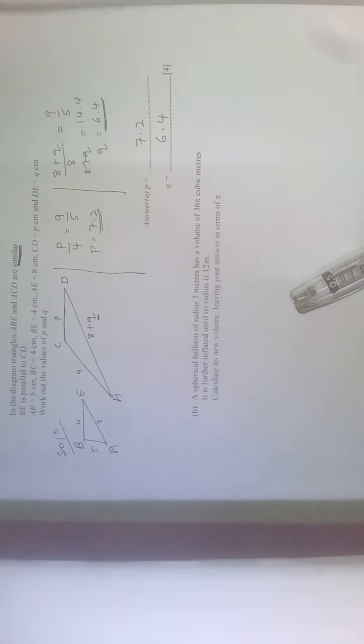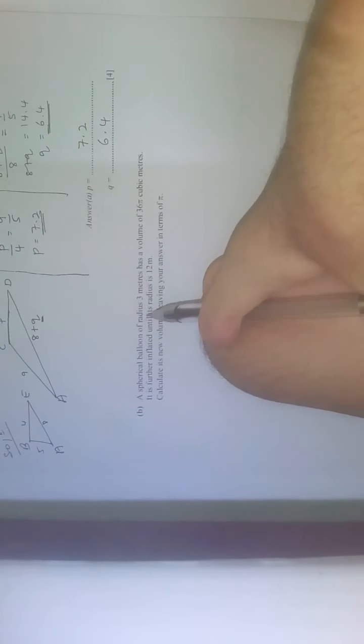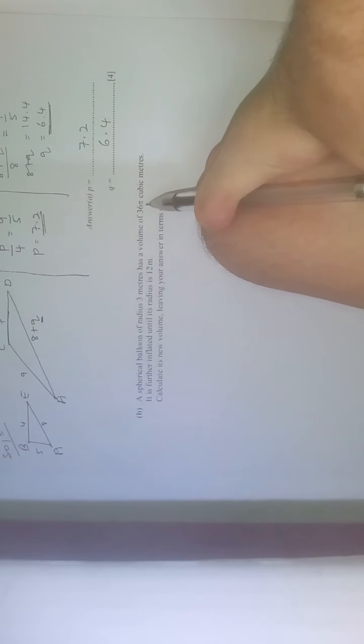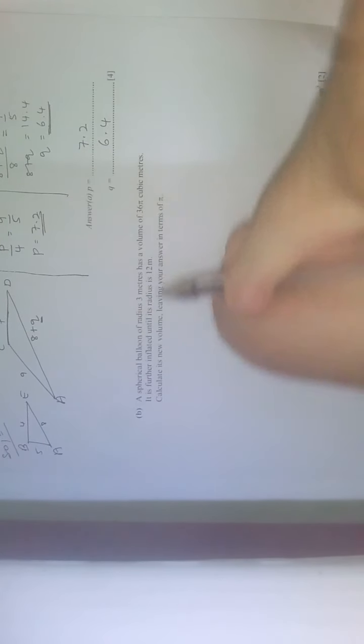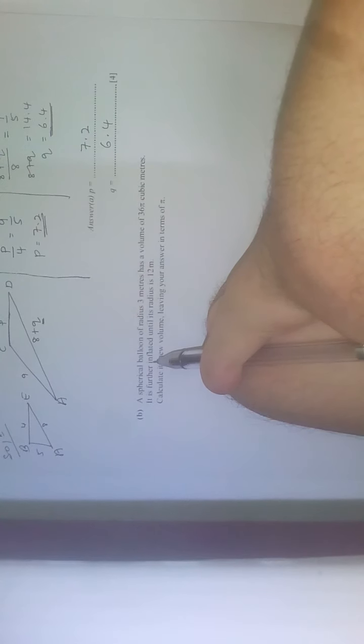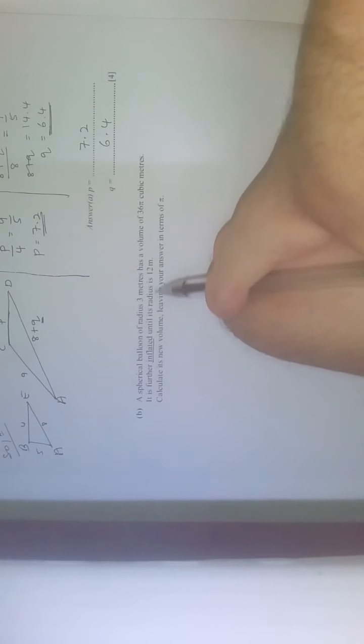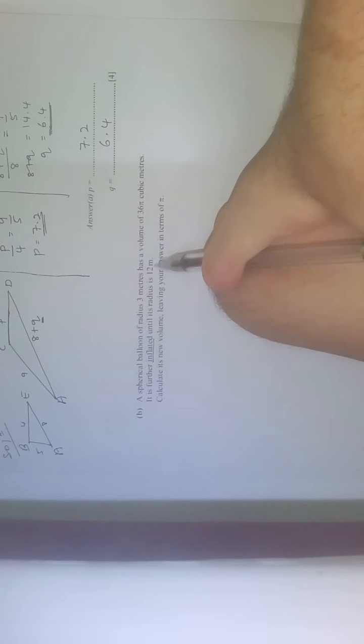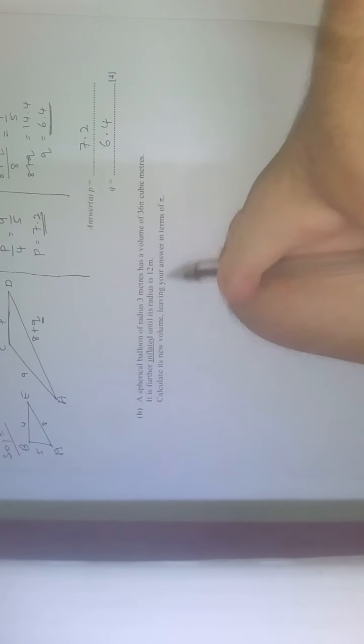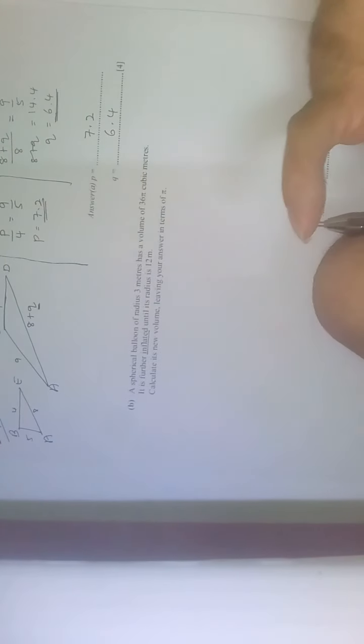Okay, next question. Question B. For question B, this is another shape given. This is just 2 marks. A spherical balloon of radius 3 meters has a volume of 36 pi cubic meters. It is further inflated until the radius is 12 meters. Calculate the new volume. Leave your answer in terms of pi.